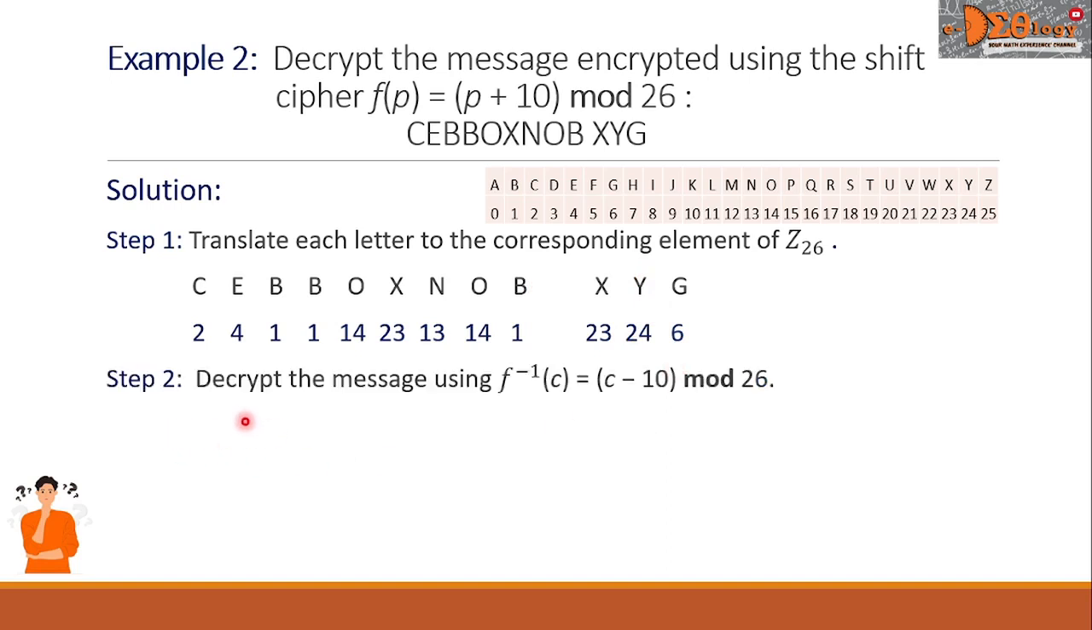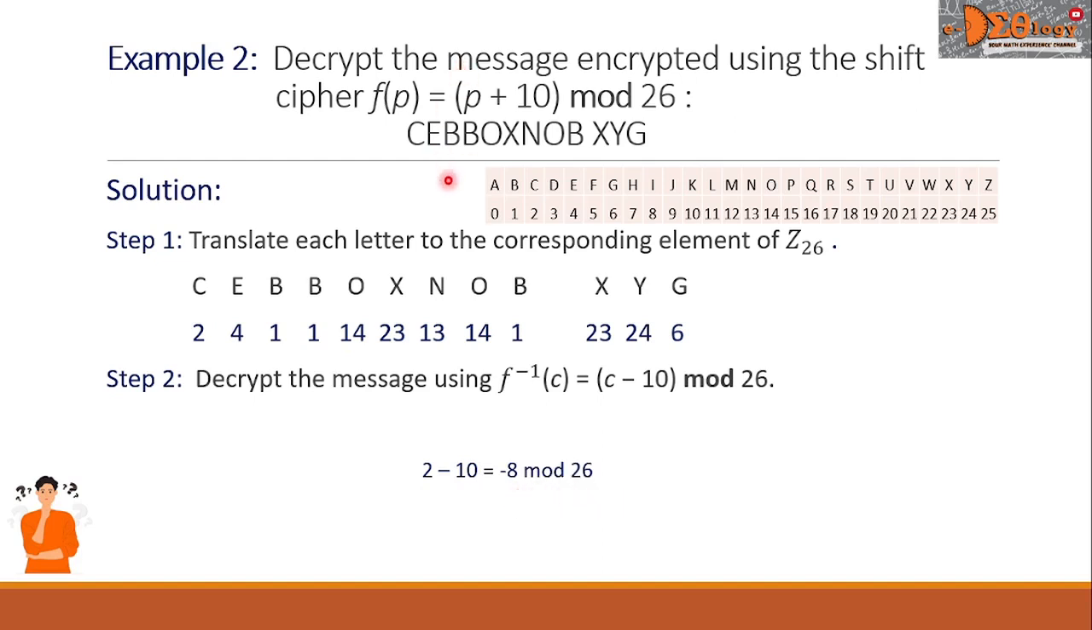For step 2, we're going to decrypt the message using the f inverse function, c equals (c - 10). Take note that our function given here is f(p) = p + 10. The key is the number 10. So in our f inverse, we're going to use the same value, but this time it is c minus 10, then mod 26. Let's begin with the number 2. So we will have 2 minus 10. The answer is negative 8, then we will write mod 26.